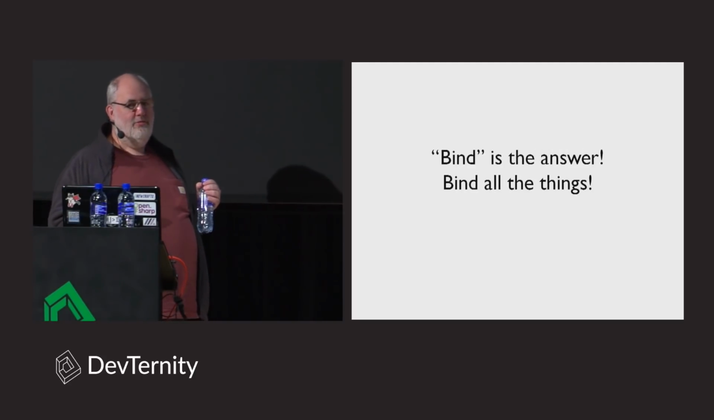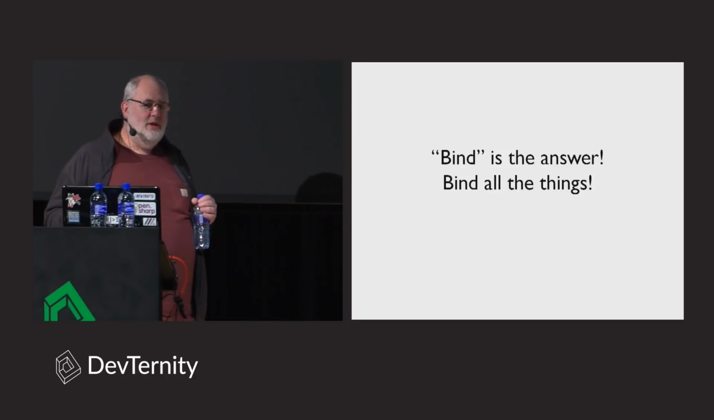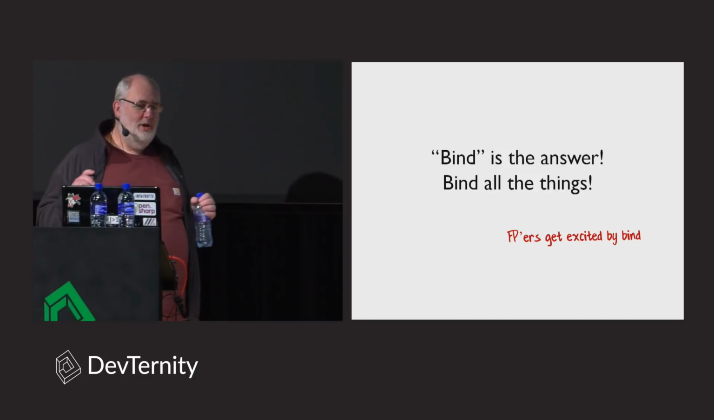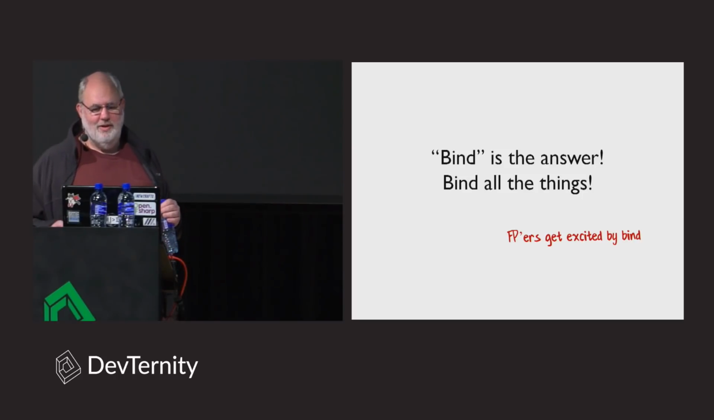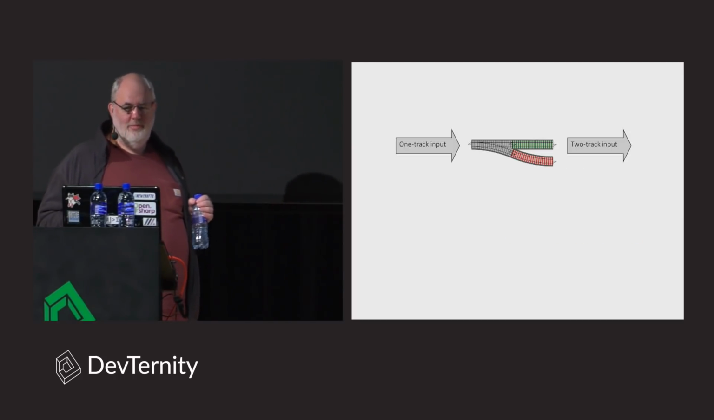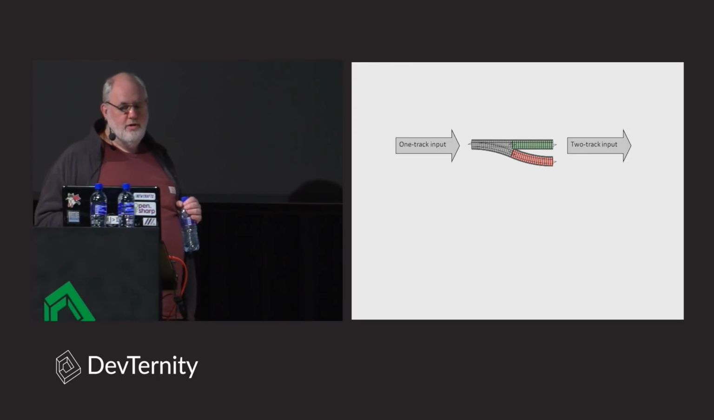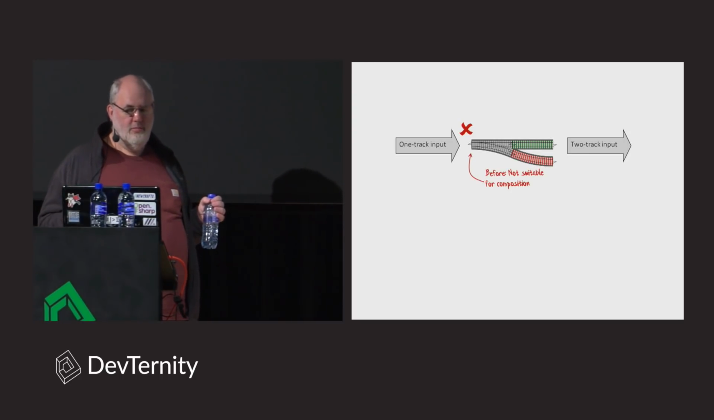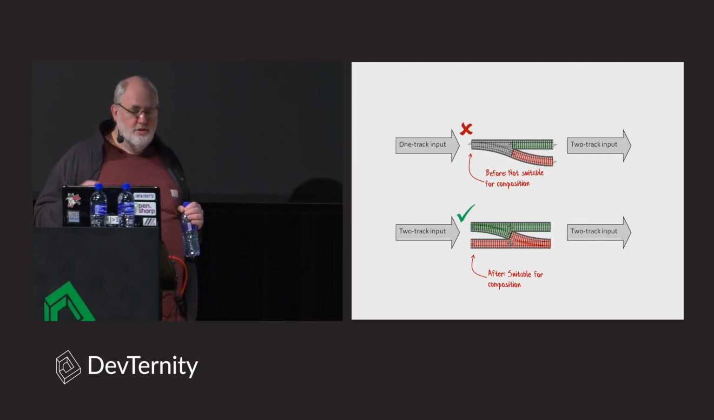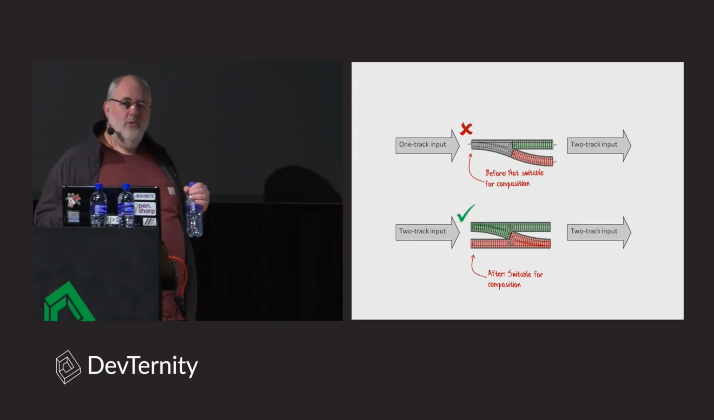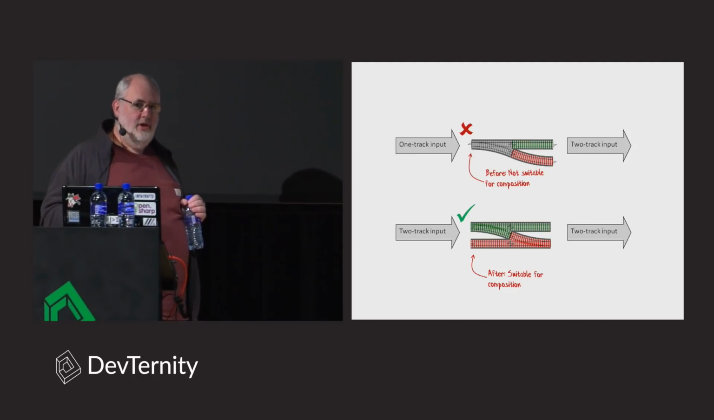And this is where bind comes in. Bind all the things. Functional programmers love to use bind. So if you want to pretend like you're a cool person, you can just say, I know what bind is. You can just do the secret handshake. So bind, or flat map. So here's the problem. We have a one-track input and a two-track output, and it's not composable. If we could turn it into a two-track input and a two-track output, that is composable. So what we want is a function adapter, something that takes the first kind of function and turns it into the second kind of function. So if we have this kind of function adapter, we can get what we want, which is the nice composition.